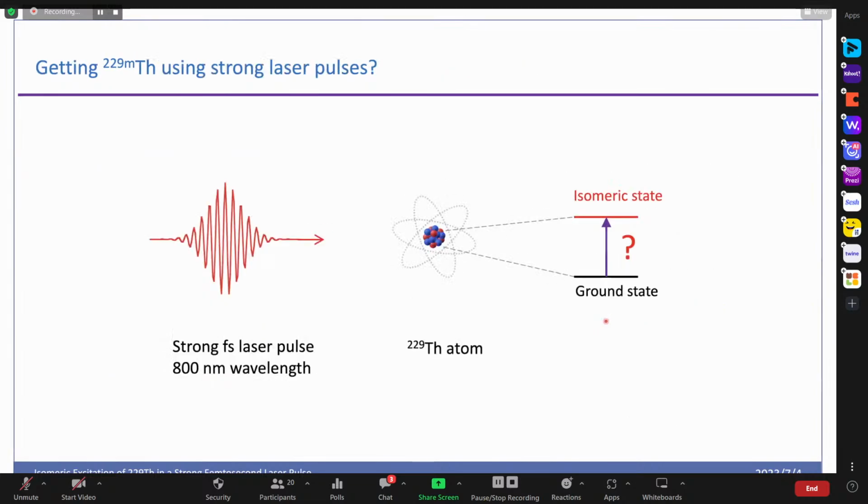We have been considering this problem: whether it is possible to excite the nucleus to the isomeric state using a femtosecond laser pulse interacting with an isolated thorium-229 atom.